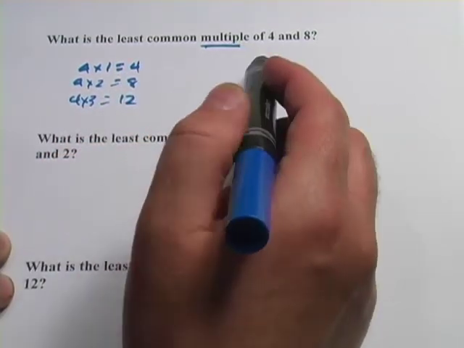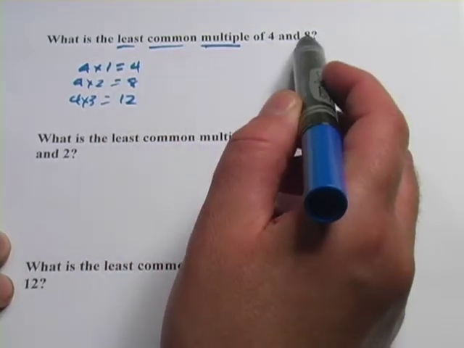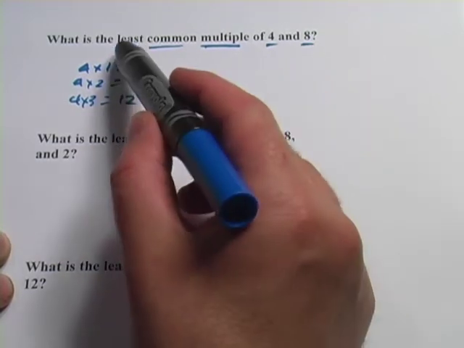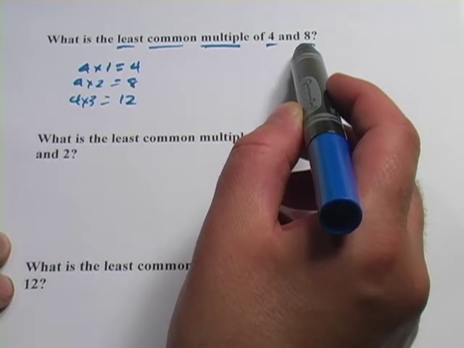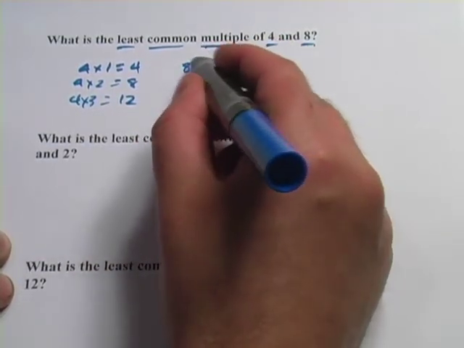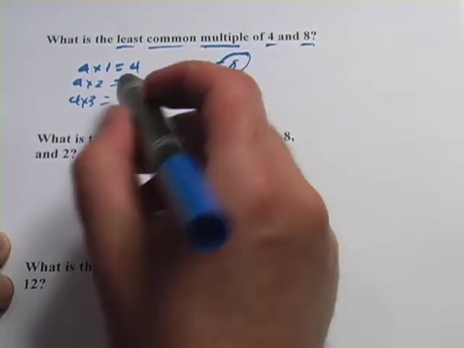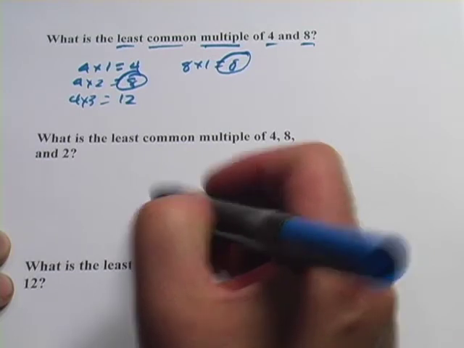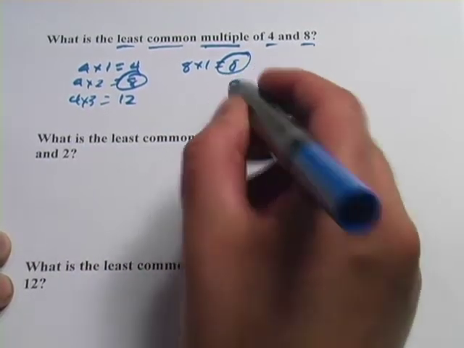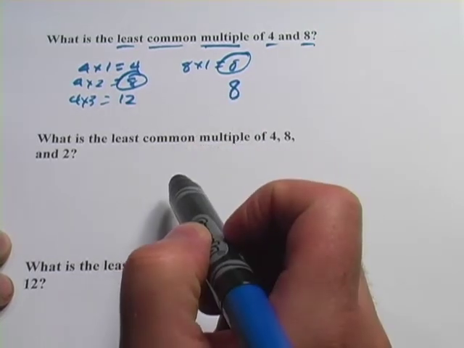Those are multiples. We want to find the least, that's the smallest, and the common, so the ones that they have in common or the same. So we're going to find the smallest one that both of these have. So if I start listing the multiples of 4 and I start listing the multiples of 8, 8 times 1 equals 8. And actually that's as far as I need to go because here's 8 and here's 8. So 8 is a multiple of 4 and 8 is a multiple of 8. So 8 is the least common multiple. It's the smallest one that they have in common.